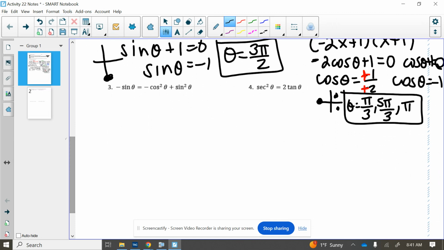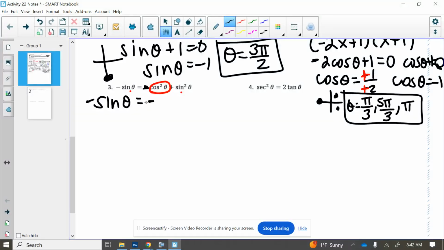Next example is looking at, again, making this all in the same terms. So since we have the sine and the sine squared, our piece here is we're going to change that cosine squared into 1 minus sine squared. Now, please be very, very careful on this one.